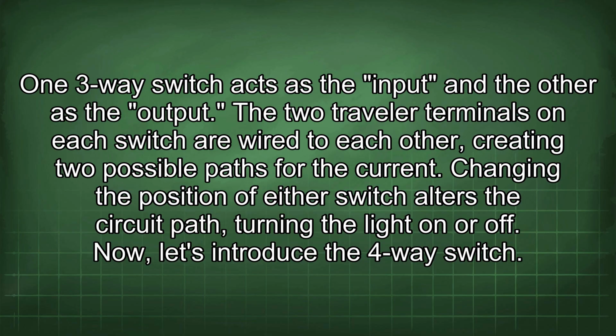The two traveler terminals on each switch are wired to each other, creating two possible paths for the current. Changing the position of either switch alters the circuit path, turning the light on or off. Now, let's introduce the four-way switch.